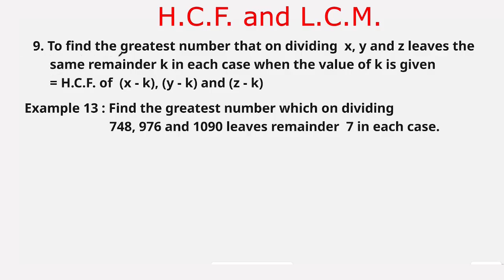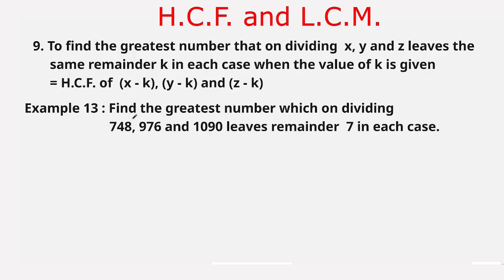To find the greatest number that on dividing x, y and z leaves the same remainder k in each case, when the value of k is given, this is equal to the H.C.F. of x minus k, y minus k and z minus k. And we will learn it by one example.